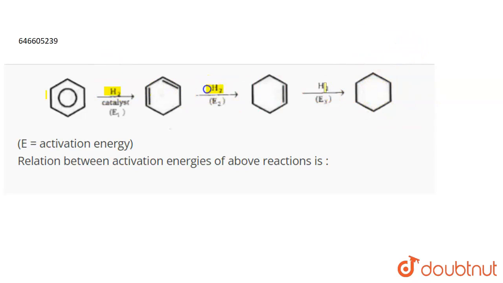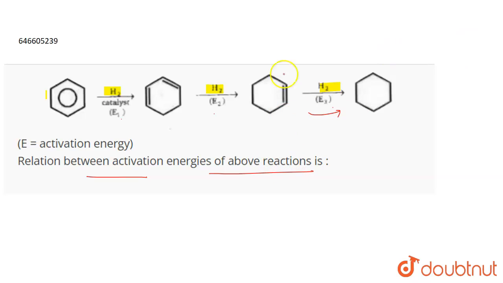So basically a hydrogenation reaction is taking place here and the steps are labeled E1, E2 and E3, which means that E1 is the energy required in step 1, E2 is the energy required in step 2 and E3 is the energy required in step 3. So you have to give the relationship between the activation energies. It means that you have to arrange them in decreasing order actually.